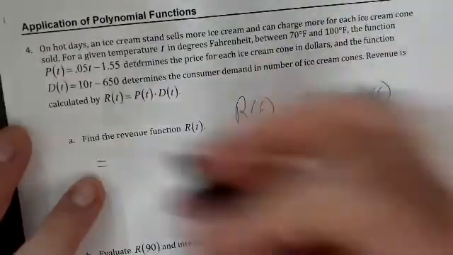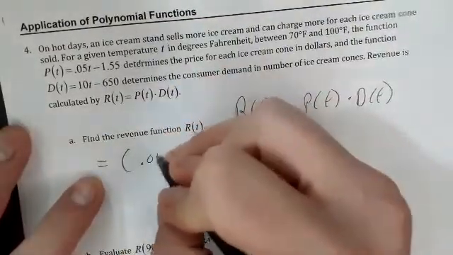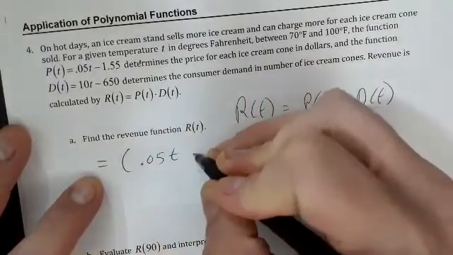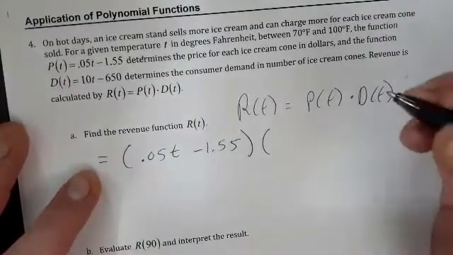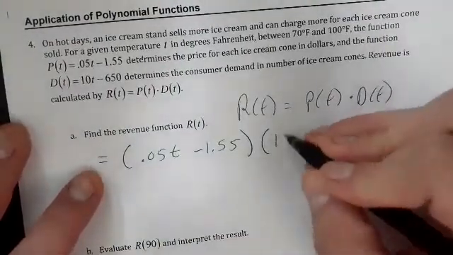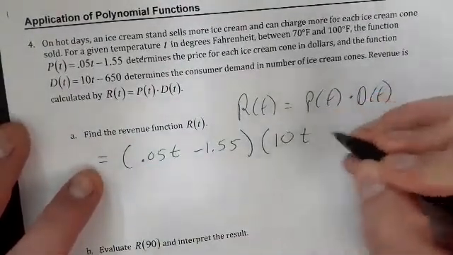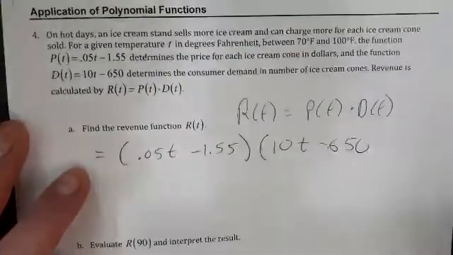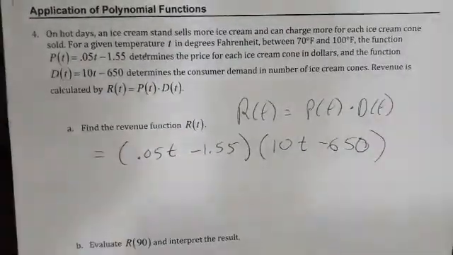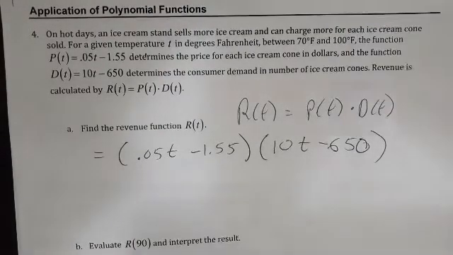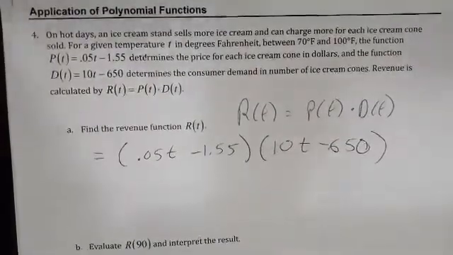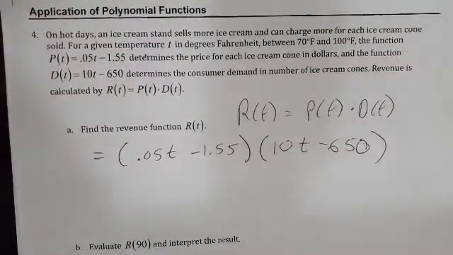And so what are we doing here? Write it out. P of T is 0.05 T, and I did it without even being told now. I'm just putting parentheses around things. So 0.05 T minus 1.55, and we're going to multiply that by D of T, which is 10T minus 650. Okay, so this is very similar. It's a little bit more messy since they give us like some real numbers.